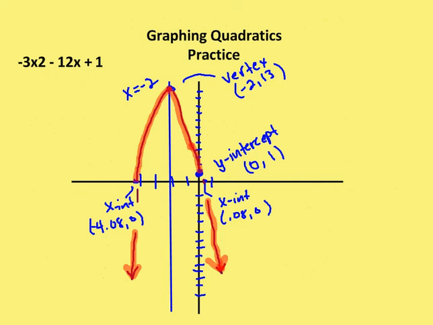So I have my axis of symmetry, x is equal to negative 2, runs right through the parabola. I have my vertex, negative 2, 13. My y-intercept, 0, 1. My two x-intercepts, negative 4.08 and 0.08. And I know that the graph faces down.